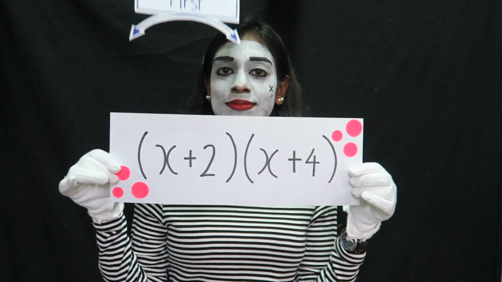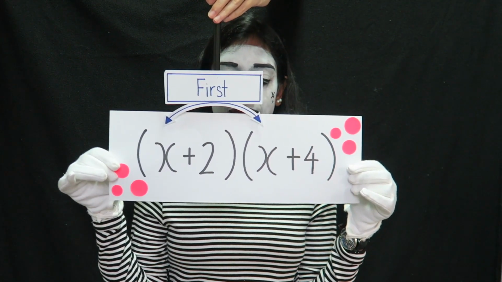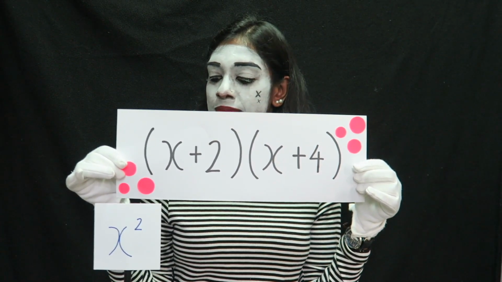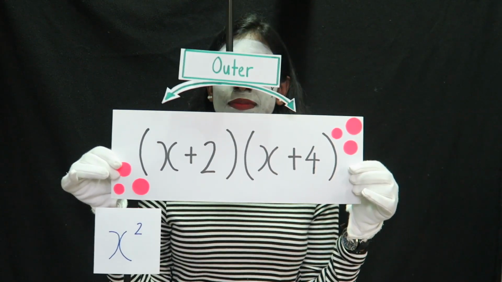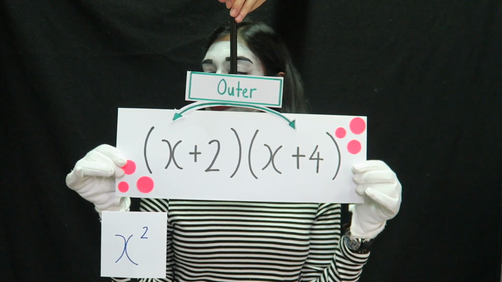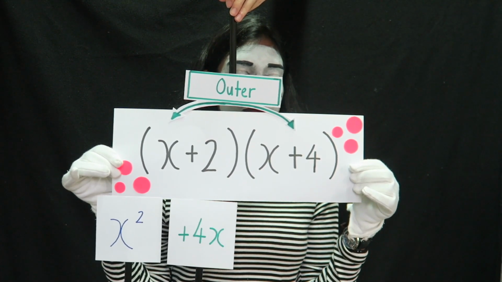As you can see, the unknown x is the first term in each set of brackets. So, when we multiply x to the other x, we get x squared. O stands for the outer terms in each set of the brackets. Here, we will multiply the unknown x with 4, which will give us 4x.